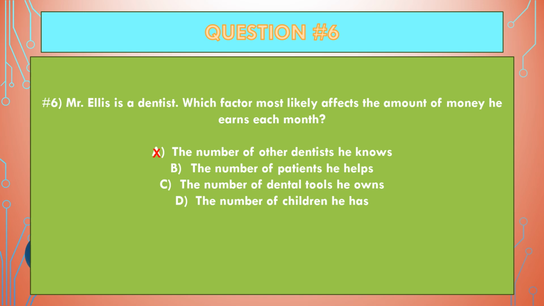Moving on to C, the number of dental tools he owns. Well, it doesn't matter how many tools he owns. He can own all the tools in the world. If he doesn't have any customers, he won't earn any money. So it's not C. And D, the number of children he has. Well, usually the more children you have, the more broke you are because you guys are expensive. All right, so no, that's not going to affect how much money he earns. It's going to affect how much money he has in his pocket. So the only answer that makes sense is B.